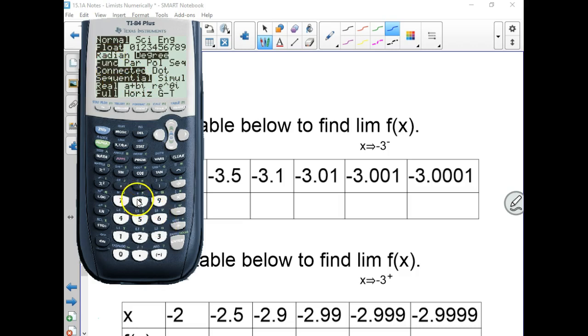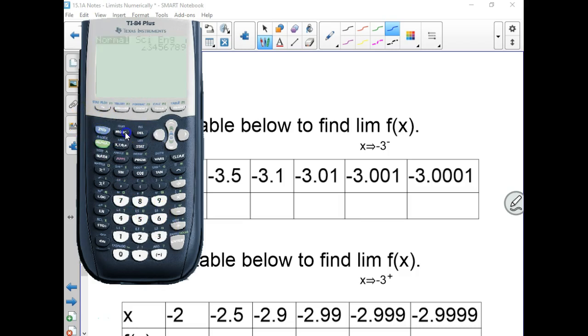So for the function, we're going to go back to function mode, and let's go to y equals and type in our equation. We've got x plus 3 over x squared plus 4x plus 3. And we're going to go to the table. But the table is not incredibly helpful when you're trying to get closer and closer and closer to a given number. So, like you'll notice here at negative 1 and negative 3, we have errors.